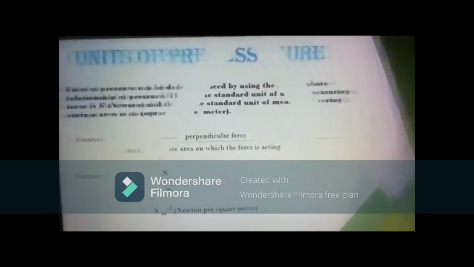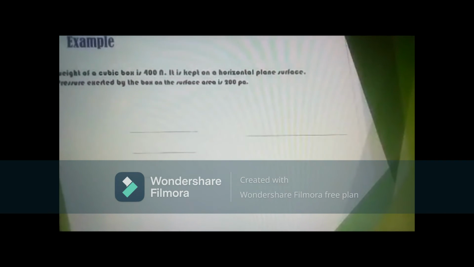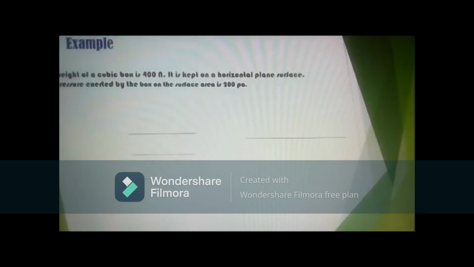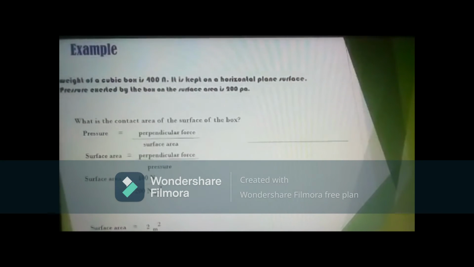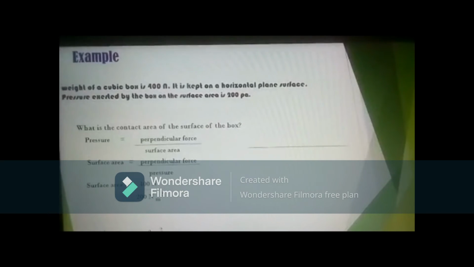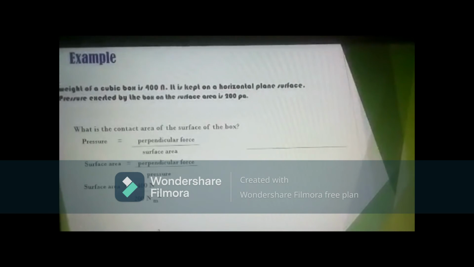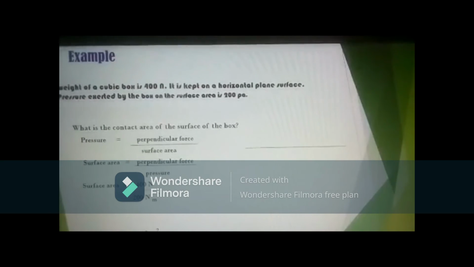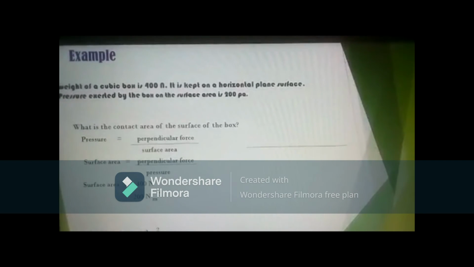Example: The weight of a cubic box is 400 Newton. It is kept on a horizontal firm surface. The pressure exerted by the box on the surface is 200 Pascal. What is the contact area of the box? Pressure equals perpendicular force divided by surface area. Surface area equals perpendicular force divided by pressure. Surface area equals 400 Newton divided by 200 Newton per square meter.